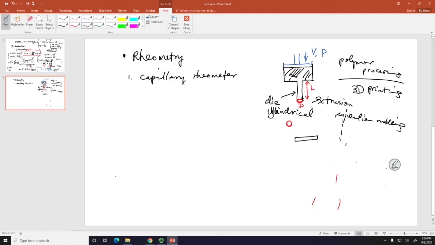And the rest is somewhat technical. This die may come at an angle, or not. So in that case, I should describe everything above this. There are cases, for certain purposes, where we want this die to have an entry angle like this, and the material is going to be squeezed into this die from that entry point.